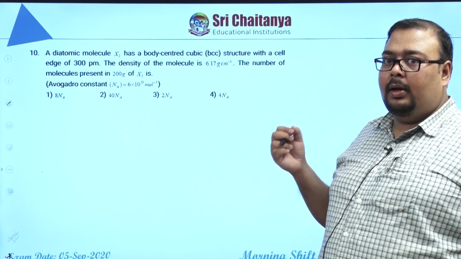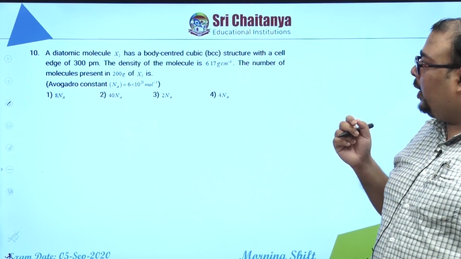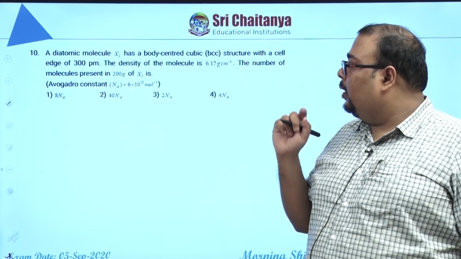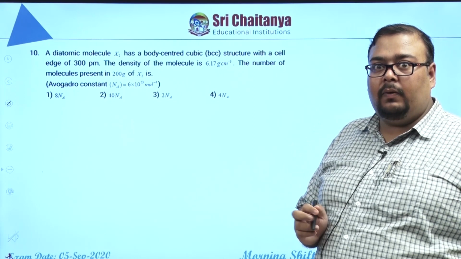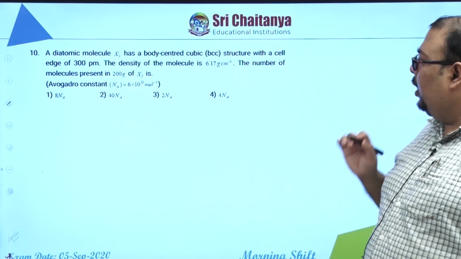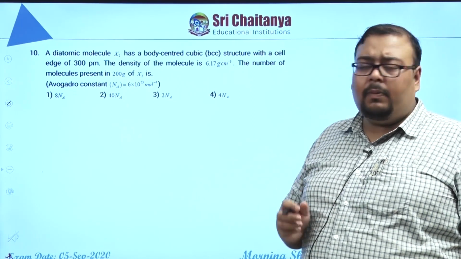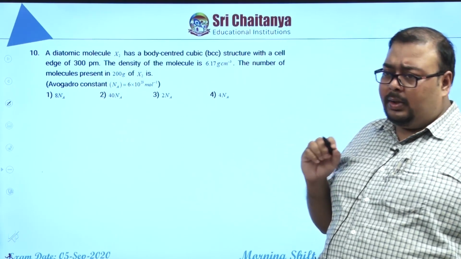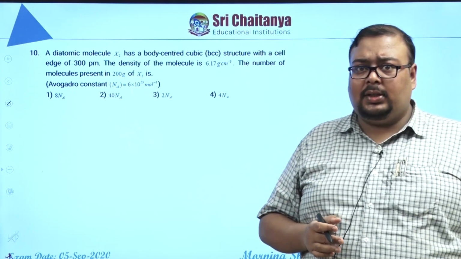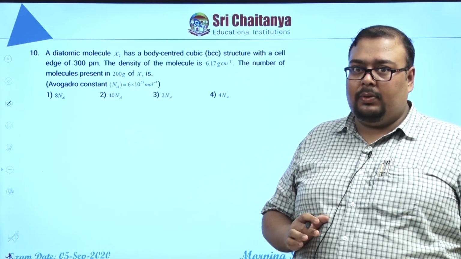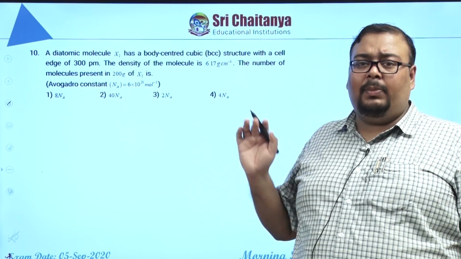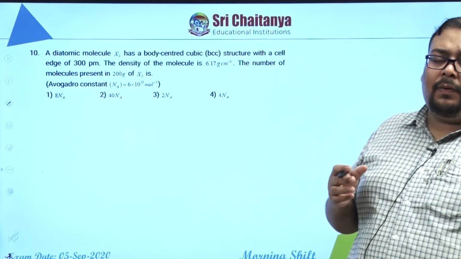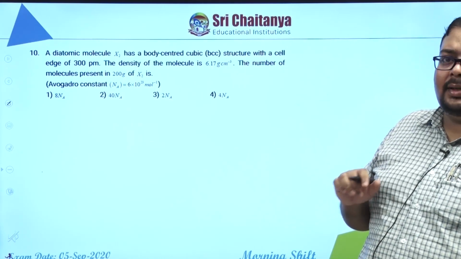In question number 10, the question is: a diatomic molecule X2 has a BCC structure with a cell edge of 300 picometers. The density of the molecule is 6.17 gram per cc, and they are asking the number of molecules which will be present in 200 grams of X2. Now this is a question of solid state where the density equation has to be used. The BCC structure is given, so the average number of molecules per unit cell will be 2.